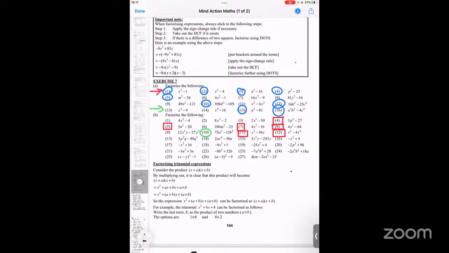Let me quickly check. So what number am I doing? So now you are doing a number 4. Can you see that one of number 4 of 3p squared minus 27? Yes, I can. Yeah, I can see it. Yes, you are doing that one.